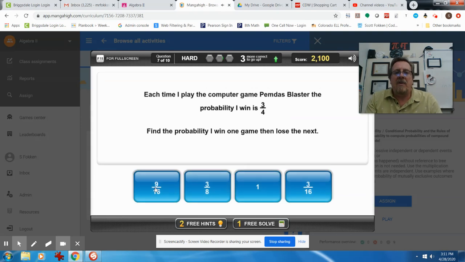Each time I play the computer game PEMDAS Blaster, you know what PEMDAS is. That's your order of operations. The probability I win is 3/4. Find the probability I win one game, then lose the next.